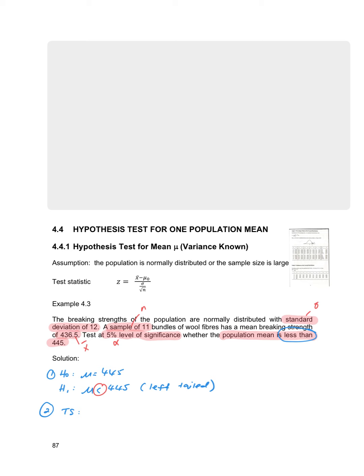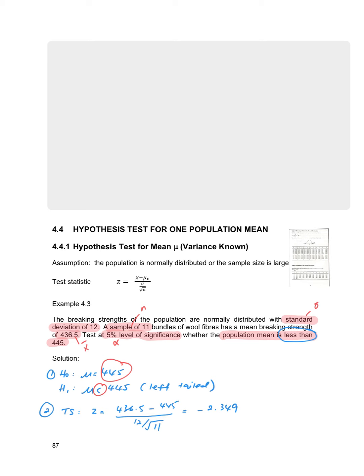So Z equals X bar, which is 436.5, minus mu naught. Mu naught here is the value you wrote in H0 and H1, the value that we test. So the test value is 445. So 436.5 minus 445 over sigma over square root n. Our sigma is 12, and n is 11, so square root 11. So finally we will get the value of Z equals negative 2.349.